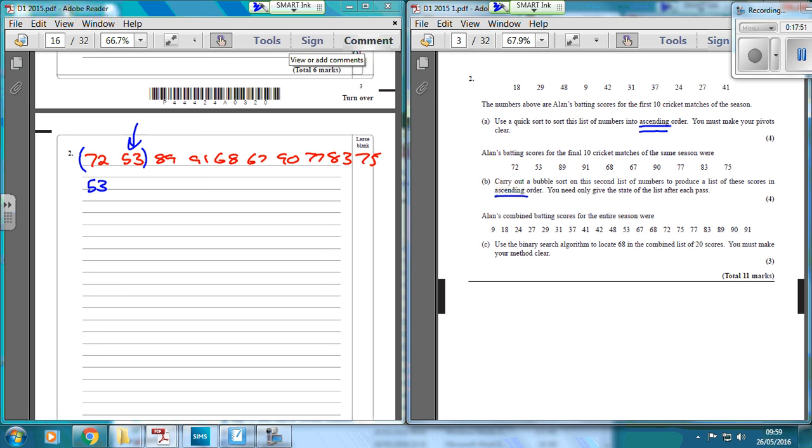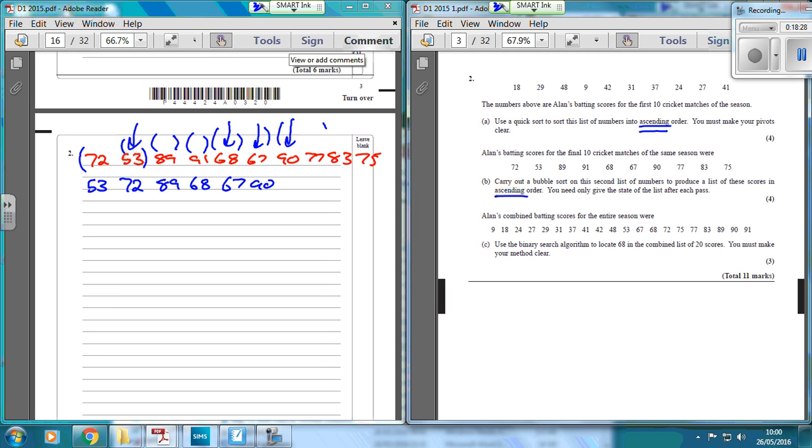So we're now going to compare this one, which is 72 and 89. Now we don't swap those. So 72 remains where it is. So we're now going to compare these ones, which is 89 and 91. They don't swap, so we're going to write 89 down. We then compare 91 and 68, which do swap. So 68 is going to go there, and 91 is going to go here. So we now compare this one, which is 91, and 67. So 67 goes here, and 91 will go to this point. So we compare 91 and 90. So 90 and then 91 is going to go here.